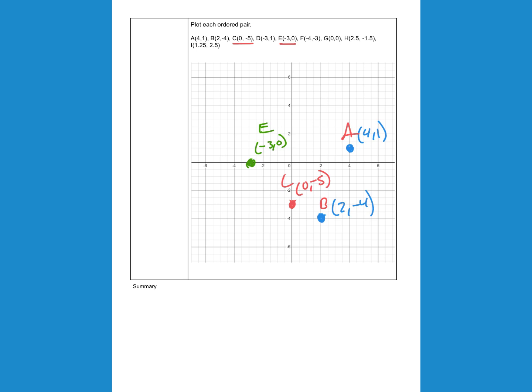We'll look at two more. This one's an easy one. G is (0, 0). Well, that's just the origin. So that's G. That's (0, 0). I'm not going to go anywhere. 0 left and right, and 0 up and down.